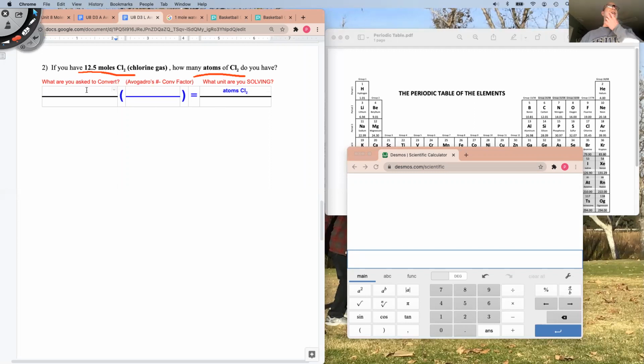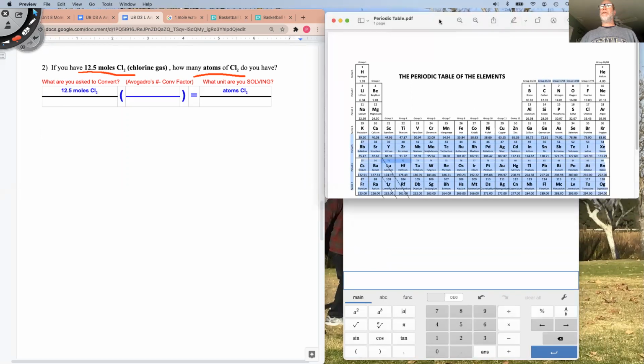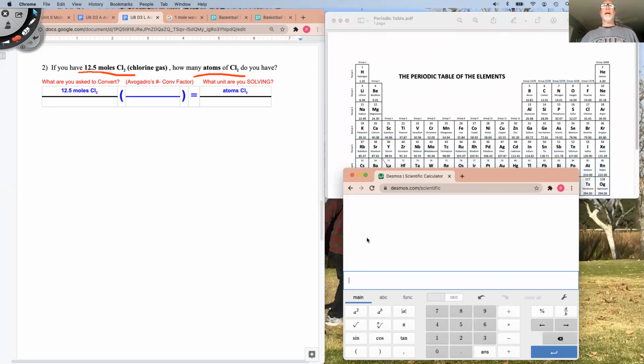What is the second thing we're going to do, ladies and gentlemen? That's right, we're going to write down what we're given, or what we're asked to convert, which is 12.5 moles of chlorine gas. Now, we're asked to convert from moles to atoms. Does anyone know a conversion factor that converts from moles to atoms? Am I going to use the periodic table? Will I come over and get my conversion factor from the periodic table? No, I will not.